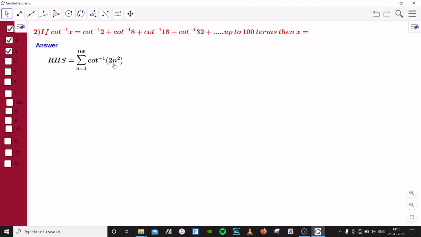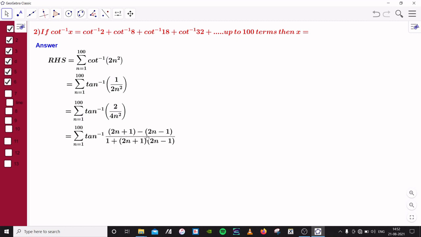We know that cot inverse x is equal to tan inverse 1 by x. By using that result, we can write cot inverse 2n square is equal to tan inverse 1 by 2n square, isn't it? Now multiplying by 2 on numerator and denominator of this 1 by 2n square, that becomes sigma n is equal to 1 to 100 tan inverse 2 by 4n square. Okay.